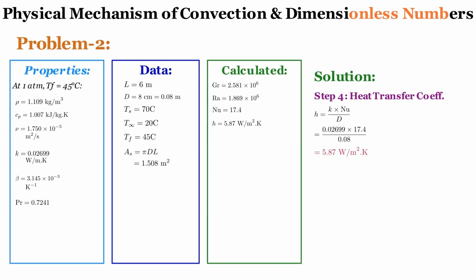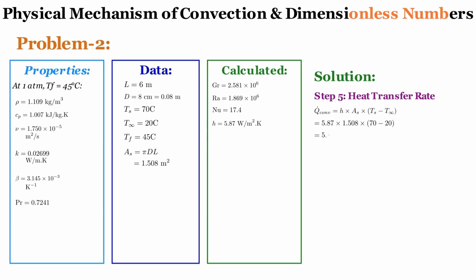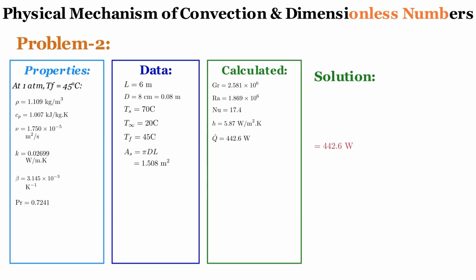Notice this is much lower than forced convection because natural convection is weaker. Step 5. Finally, the heat transfer rate. Almost there, class. Using Newton's law of cooling, Q dot equals h times A_s times the temperature difference. Substituting 5.87 times 1.508 times (70 minus 20). That's 5.87 times 1.508 times 50 degrees, and we get 442.6 watts.